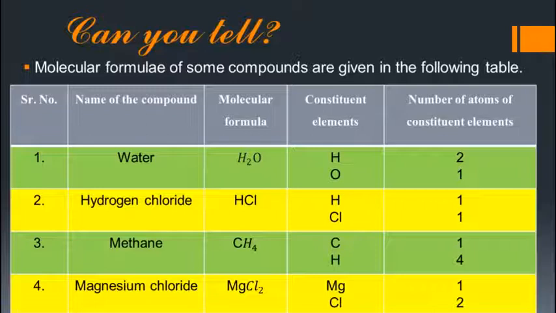For magnesium it is 1, because below magnesium no number is there. And for chlorine you can see the number 2 is written below the chlorine atom. So the number of atoms of this constituent element, chlorine, is 2. So I hope you have understood this table, students.